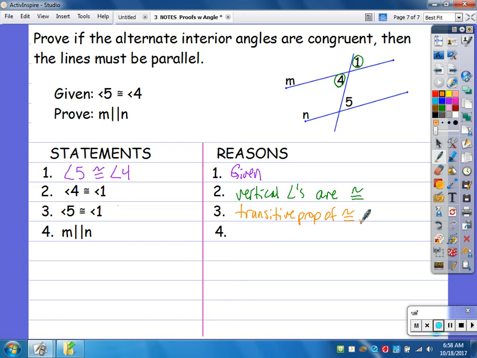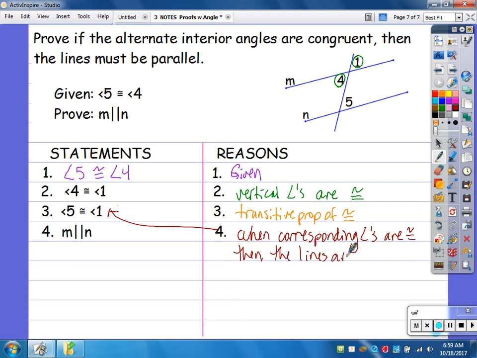All right, and now that I know that my corresponding angles are congruent by transitive property, I can use the corresponding angles here in my reason for number 4. So because I know these corresponding angles are congruent, I can say when corresponding angles are congruent, then the lines are parallel. Okay, so we are done with that proof.